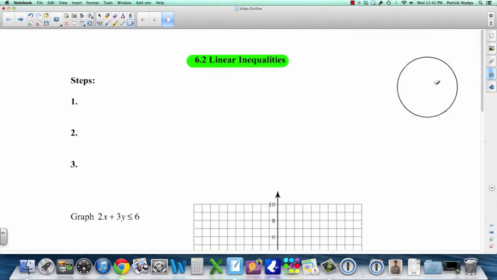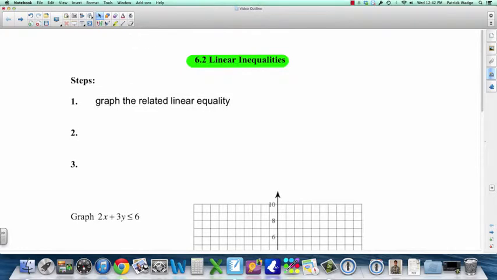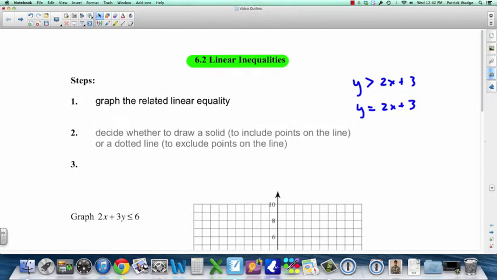The good news is the most difficult part probably you already know, and that's the first step, because the first step is to actually graph the related linear equality. So if you were asked to graph y is greater than 2x plus 3, the first thing you would actually do is to graph y equals 2x plus 3. You do that first.